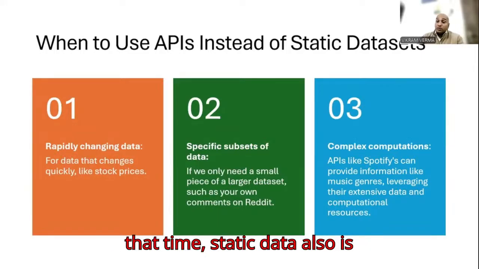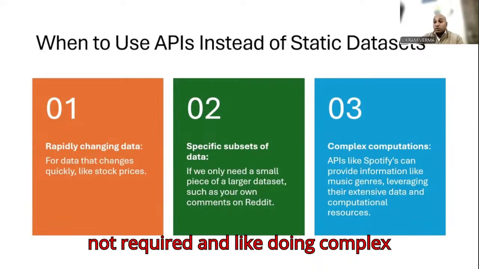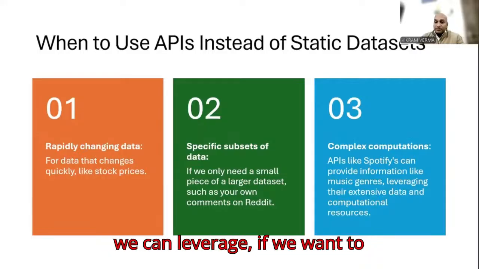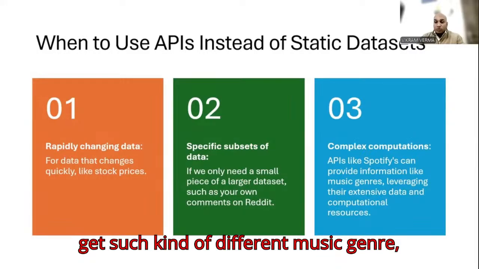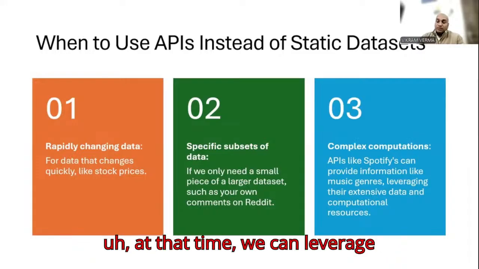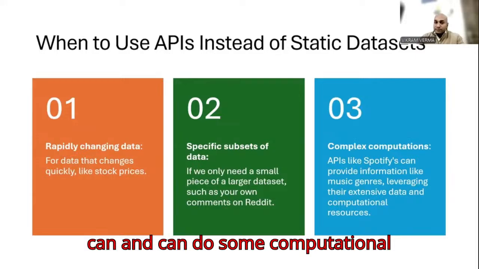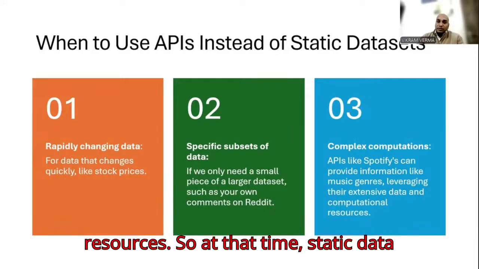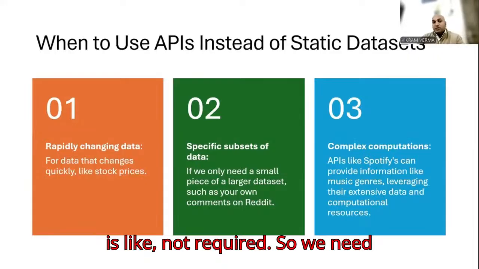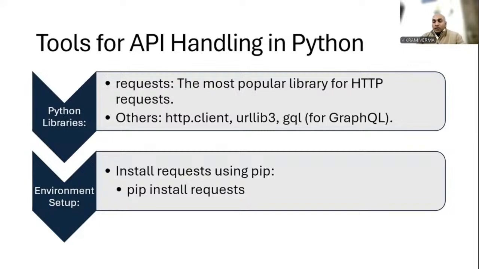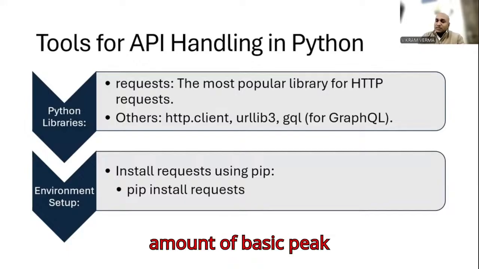And like doing complex computations, like Spotify can provide information like genres, and we can leverage it if we want to get different music genres. At that time, we can leverage such an extensive data set and do some computation. So at that time, static data is not required. So we need API for getting that data on an instant basis. Yeah. So that was a little basic peek at API.